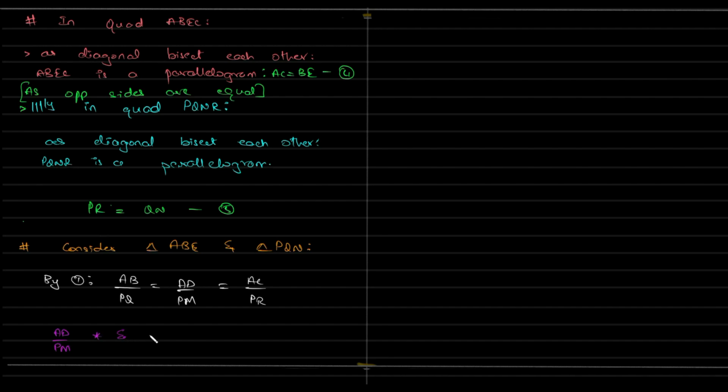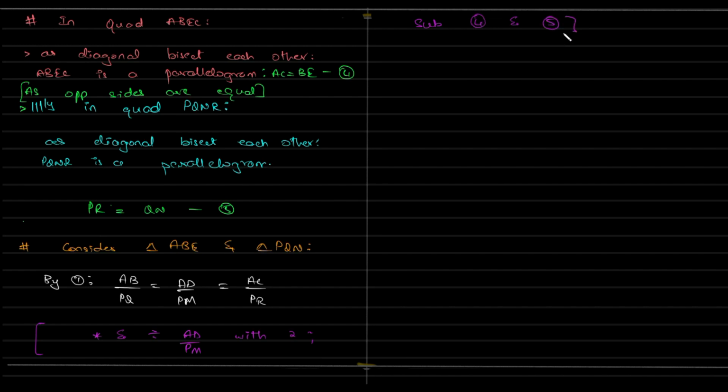Multiply and divide with 2. Okay, so I mean it doesn't make sense. Multiply and divide AD by PM with 2. And one more thing we need to do, manipulate this over here, is by equating AC to BE and PR to QN. That is replacing that and substituting from 4 and 5.